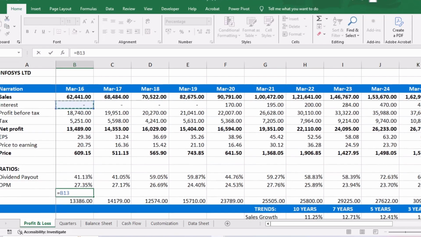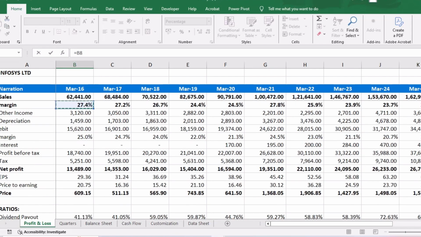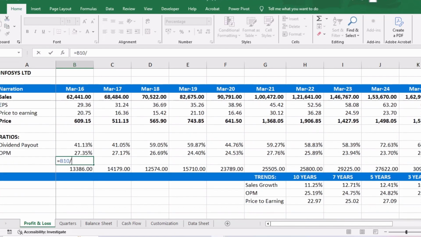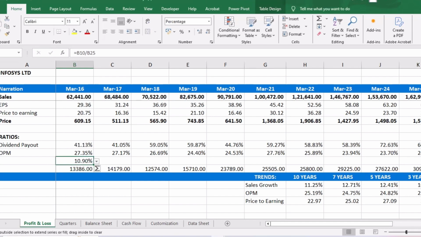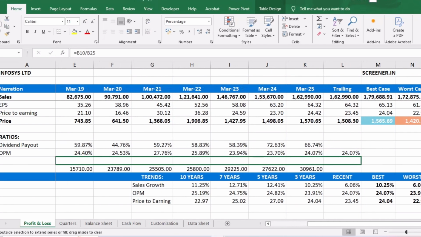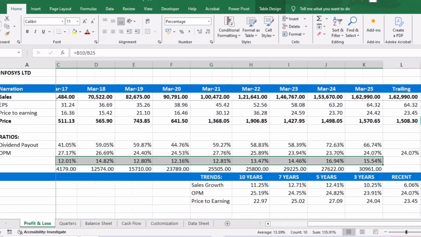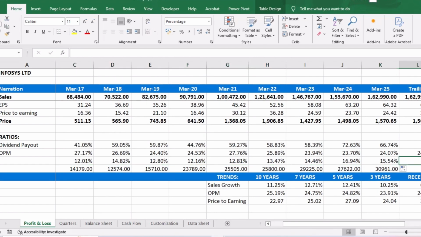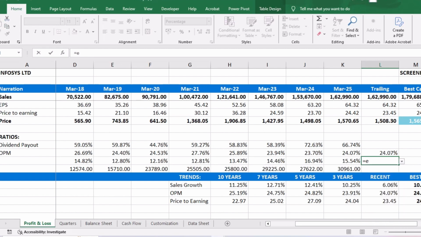So depreciation divided by fixed assets. So we get a figure of around 10%, 15%. So better we can take the median of this.